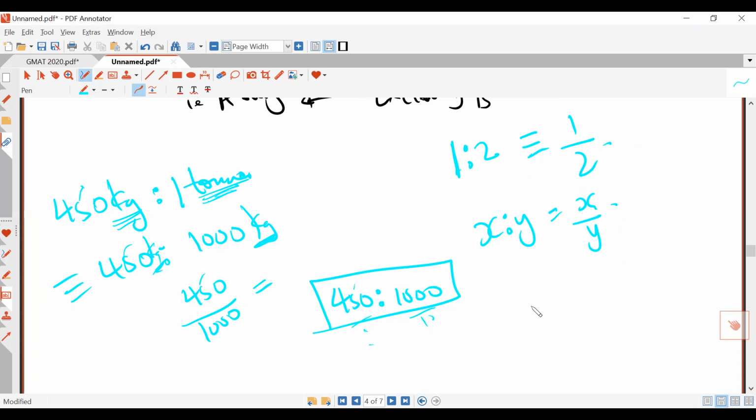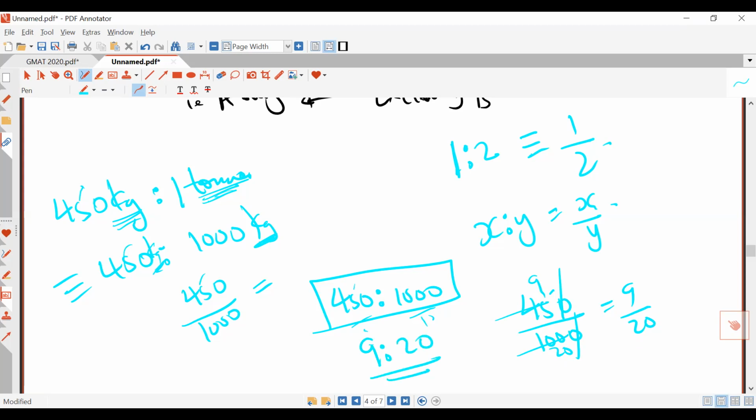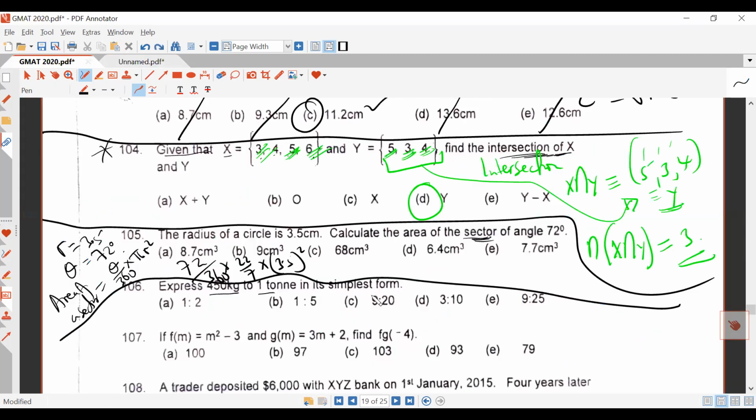Now, instead of it being like that, I would prefer to use it like this. This one cancels out, and then by 5, I get 9; by 5, I get 20. So 9 out of 20, and this cannot be divided anymore. So I'll simply end up with 9 to 20 as my ratio. So that is what I'm having here as my answer. 9 to 20, yes, it is here.